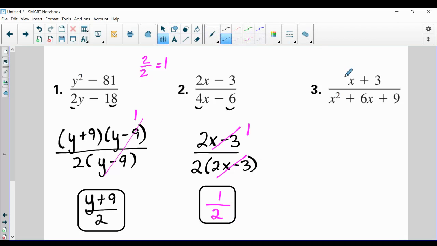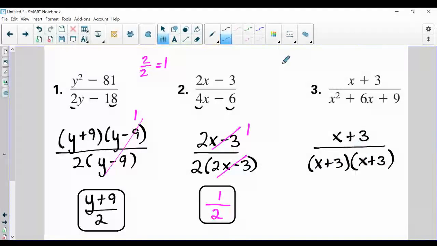In number 3, the numerator, there's nothing to factor. That's a simple binomial. We'll leave it as x plus 3. The denominator has a trinomial which can be factored. Let's go ahead and factor x plus 3 times x plus 3. Let's reduce that common factor. Our final answer is 1 over x plus 3. Again, note that the x plus 3 is in the denominator.